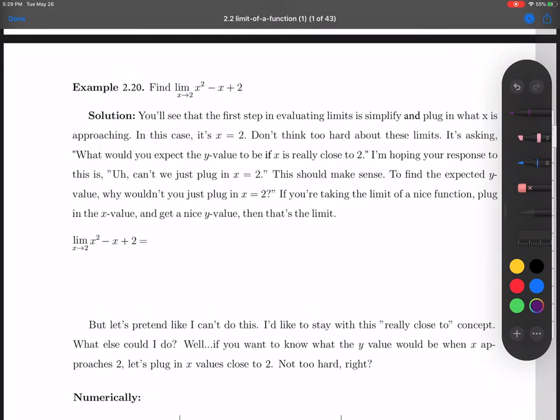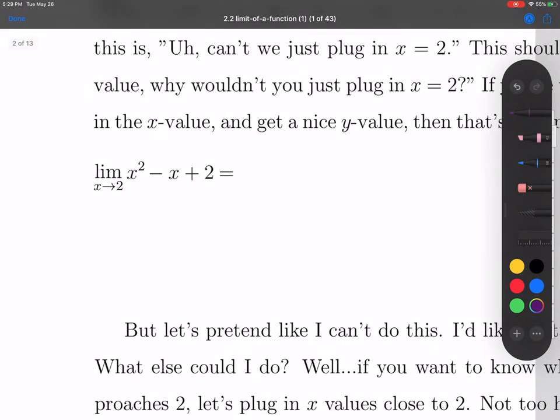Now, in some problems, you end up with a sticky situation when you do that, and we will get to those. But for now, if I plug 2 in, there shouldn't be any real problem here. So if you're taking the limit of a really nice function like what we have, you can plug the x value in and you're going to get a nice y value out. And that is going to be your answer. That is your limit. So let's go ahead and do that for this one.